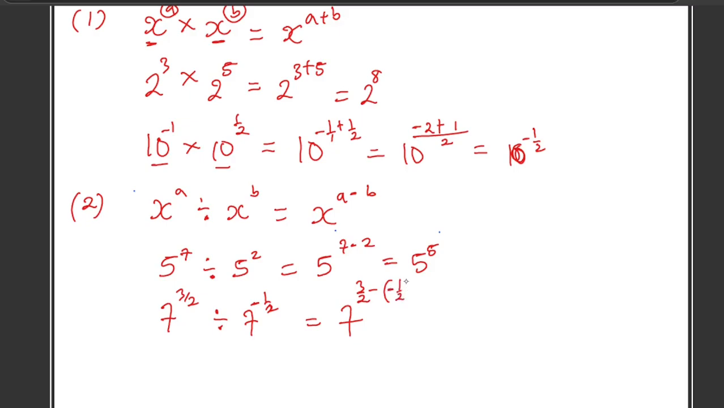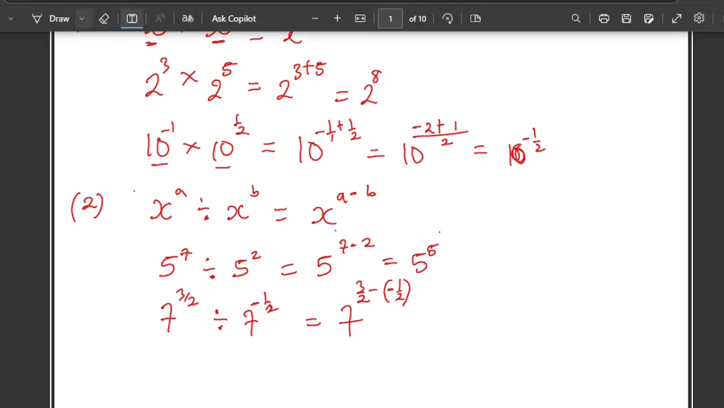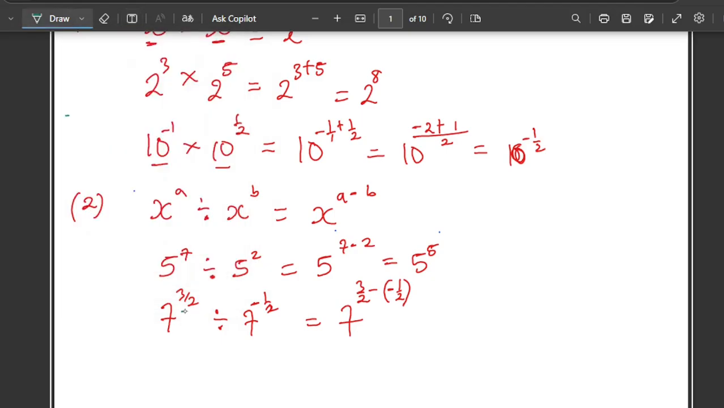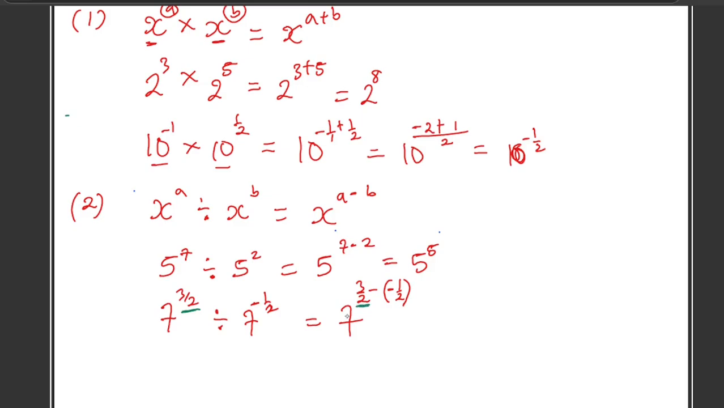Now, most students make mistakes when you get to this point. What is that mistake? They will write 3 over 2 minus 1 over 2. That's wrong. This is wrong because when we look at this carefully, we see that this is 3 over 2. Then we said when we are dividing, we subtract the indices, and then you have this minus.